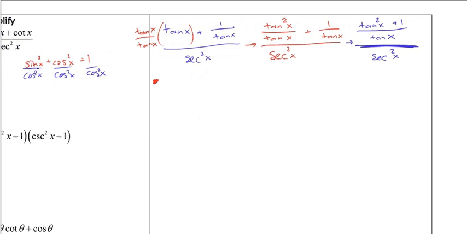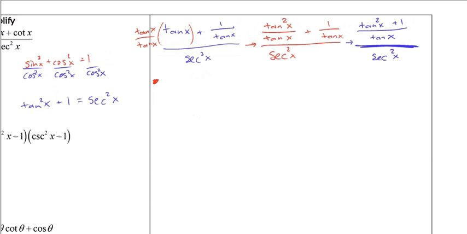Now, sine squared divided by cosine squared, that's tangent squared of x. Cosine squared divided by cosine squared is 1. And 1 divided by cosine squared, remember that's secant squared x. So we just kind of proved the identity that we're going to need to use. We know what tangent squared of x plus 1 is. It is secant squared of x.